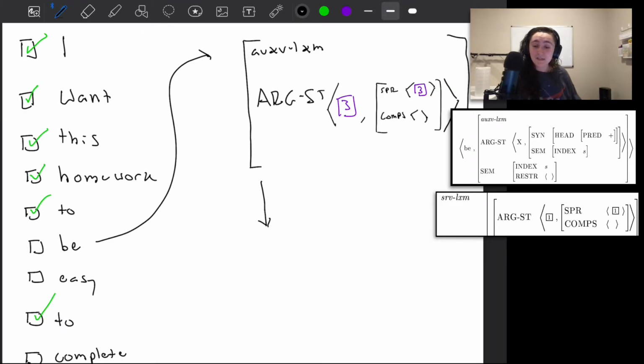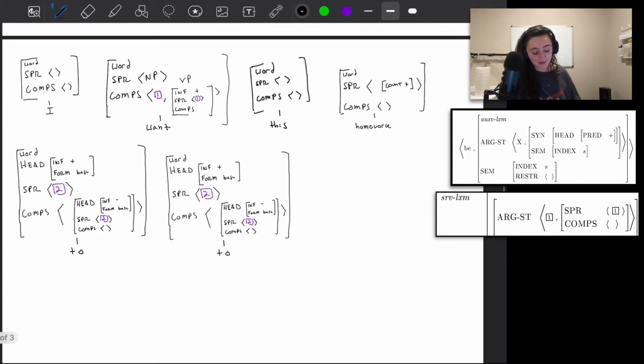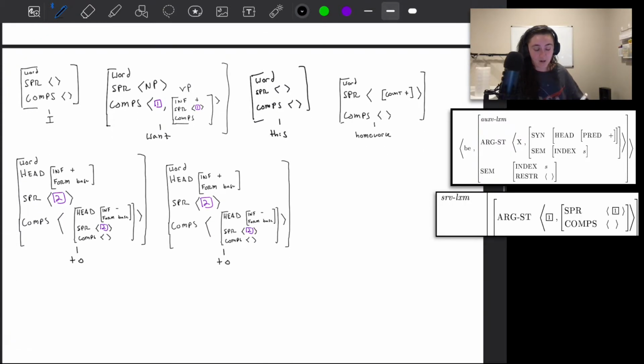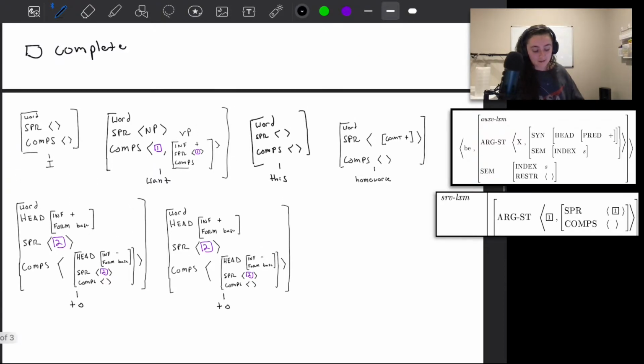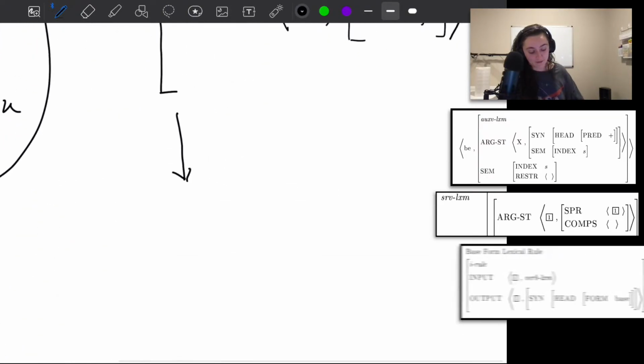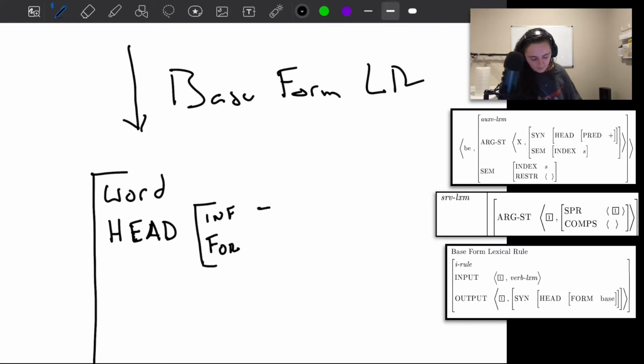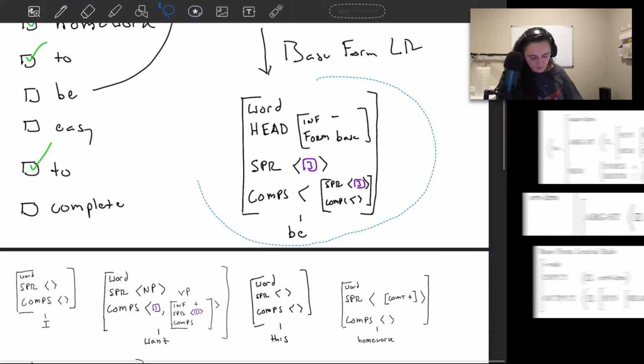This lexical entry does not state specifically that this verb is form base, but we ultimately know that it has to be because it's going to become the complement of the infinitival "to," which requires that its complement is form base. So we're going to run this through the base form lexical rule. And we also get the information from the word structure for "to" that it wants its complement to be inf minus as well. And now our word structure can go in the word bank.